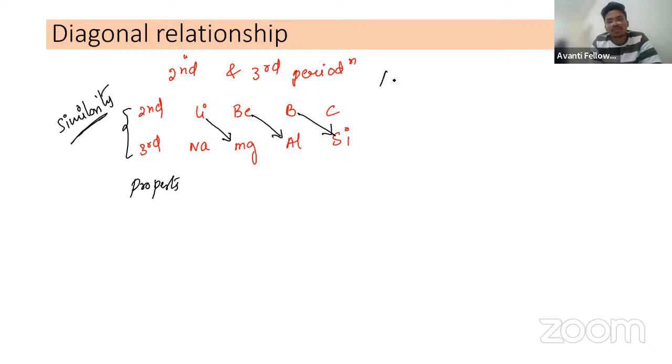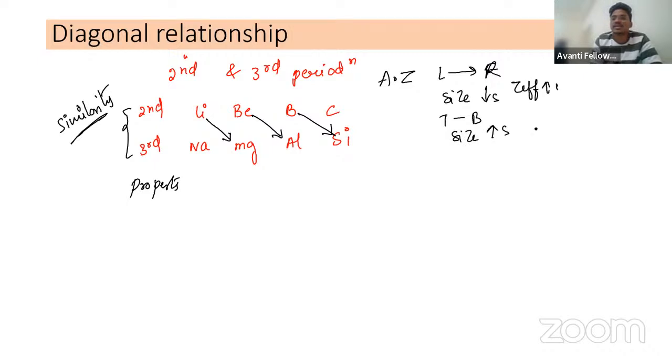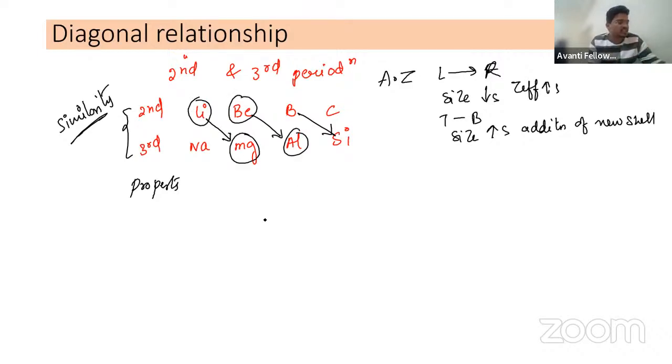We know atomic size. What is going to happen for atomic size? From left to right, size is going to decrease. From top to bottom, size increases, because as the Z effective increases, or due to the addition of a new shell, the size will increase. This is the reason. But diagonally, there is one chance here.